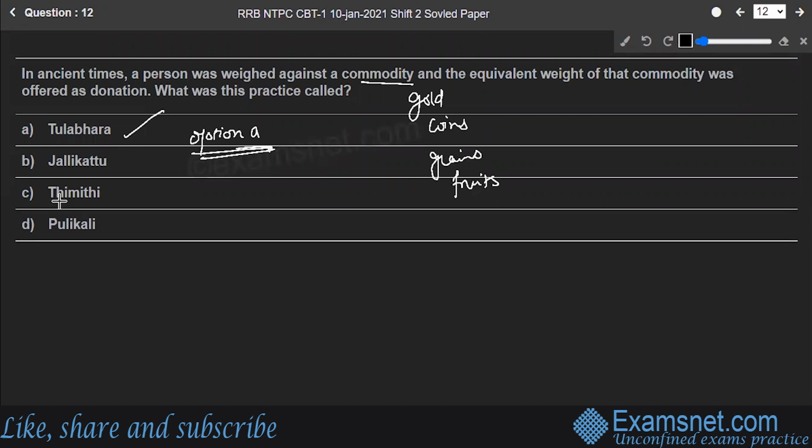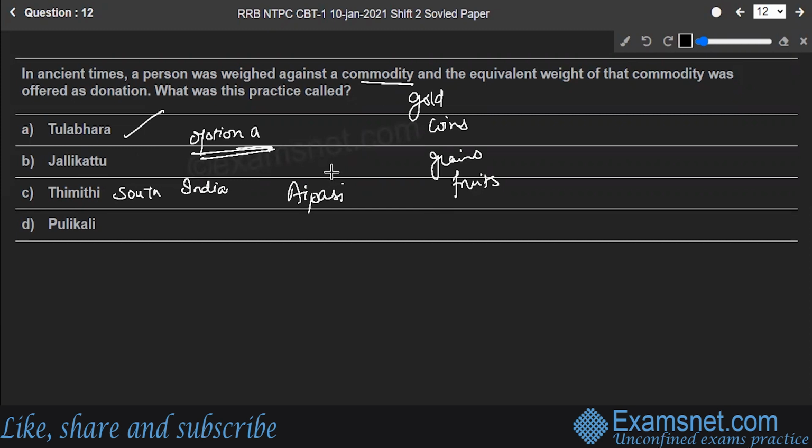The next one, that is Theemithi, is a Hindu festival originating in South India that is celebrated during the month of Aipasi of the Tamil calendar. This festival is celebrated to commemorate this event and worship Draupadi.